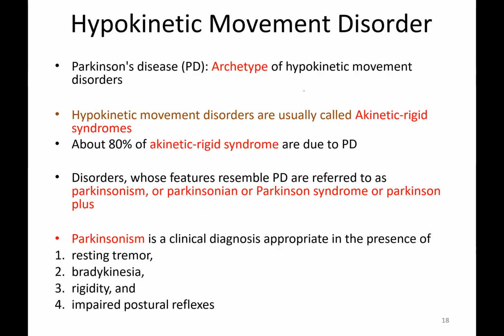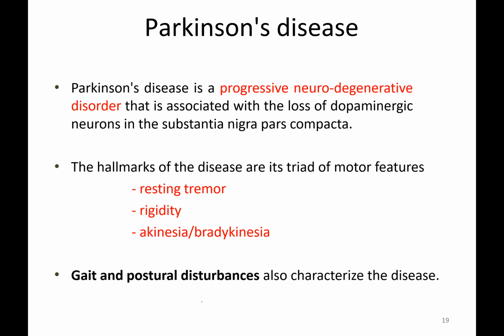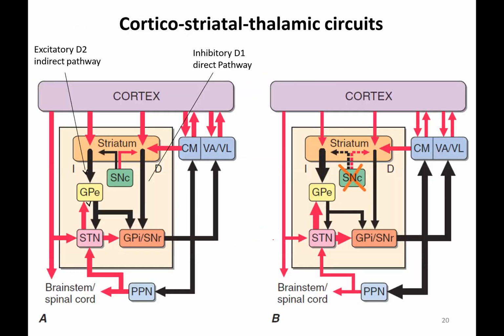So, what will be the features? Hypokinetic movement disorders are usually akinetic rigid syndromes. That may be hypokinesia or akinesia with rigidity of the opposite group of muscles. It results in resting tremor, bradykinesia, hypokinesia, rigidity, impaired postural reflexes, and later on impaired cognition, impaired speech, and emotional disturbance also. Progressive neurodegenerative disorder: resting tremor, rigidity, akinesia, bradykinesia, cognitive, speech, and emotional disturbances. Yeah, these are all the pathways we have already seen.